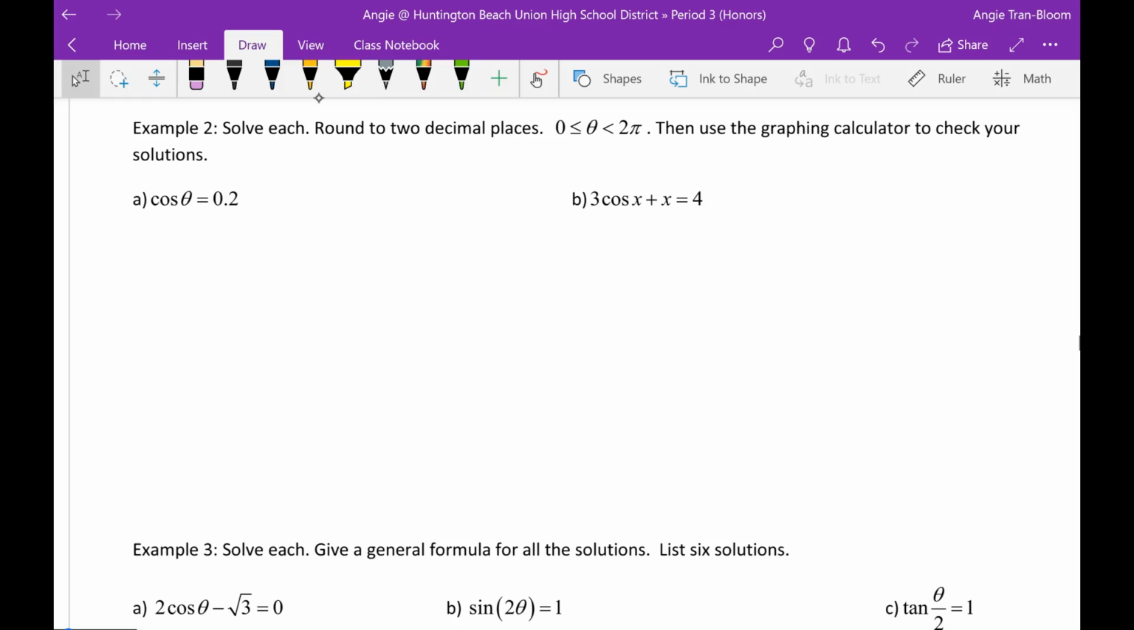By the way, according to the instruction, what mode should you be in? Radians, because it's limited from 0 to 2 pi. Anytime you see 0 to 2 pi without any degree symbols in it, you are in radians. Actually, no, but you said cosine. Oh, you're right.